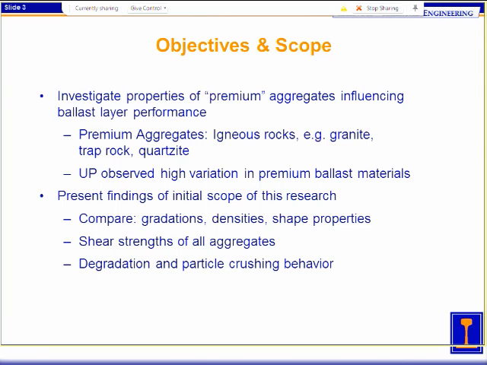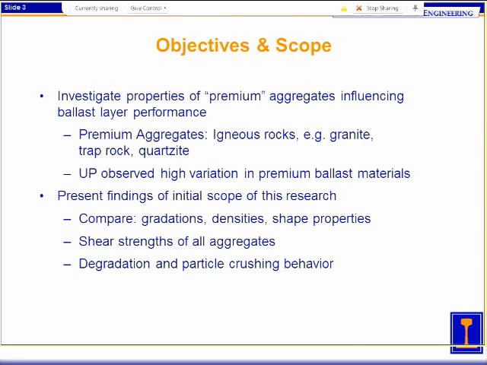The reason this started up, UP observed high variation in their premium ballast materials. These are supposed to be really good stuff, and yet they're seeing very subpar performance. And Union Pacific spends upwards of $50 million per year on ballast, so a lot of money going into something that, in some cases, isn't performing very well. So they wanted to see how they could get a little bit more bang for their buck.